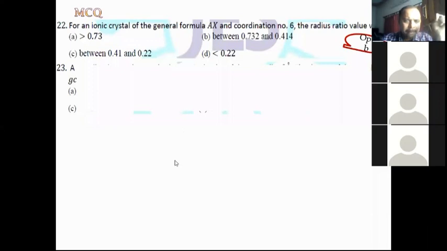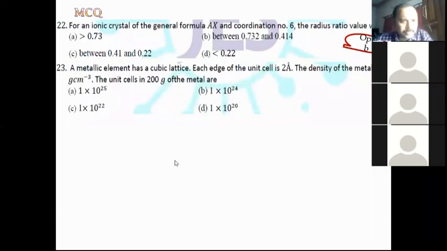Next, this is a problem you have to work out. A metallic element has a cubic lattice. Each edge of the unit cell is 2 angstrom. The density of the metal is given to be 2.5 gram per centimeter cube. Find the number of unit cells in 200 gram of the metal. How many unit cells are there in 200 grams? Come on, you can work out.